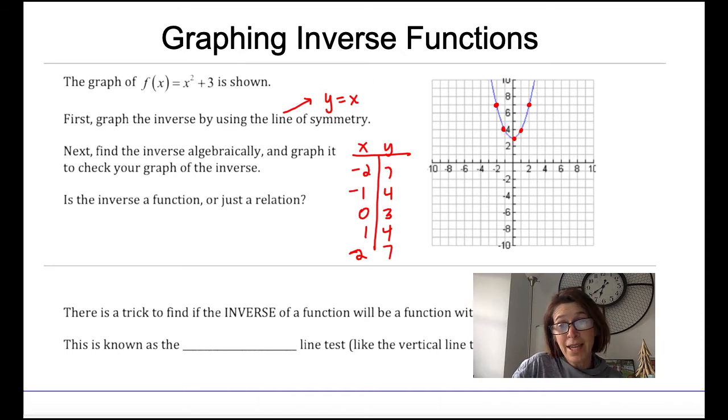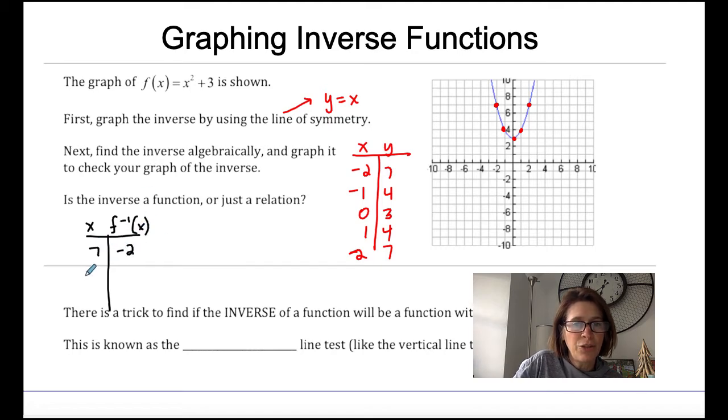So if I want to get the inverse, I'm going to flip the points. I'm going to actually use the notation that we learned about, the inverse function. So 7, negative 2, 4, negative 1, 3, 0, 4, 1, and 7, 2. Okay, let me plot those. So 7, negative 2 would be here. 4, negative 1 would be here. 3, 0, 4, 1, and 7, 2.